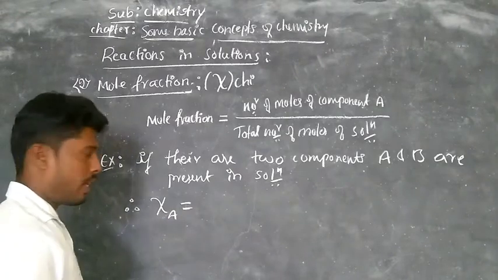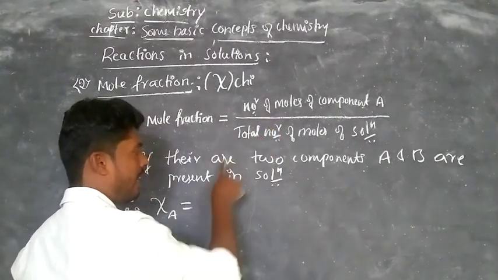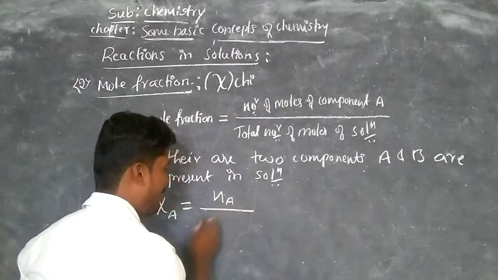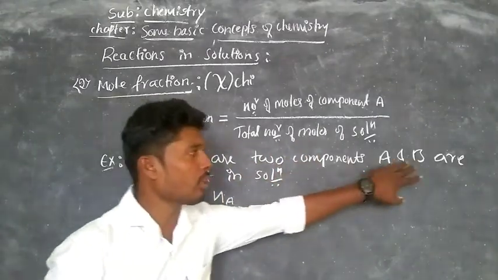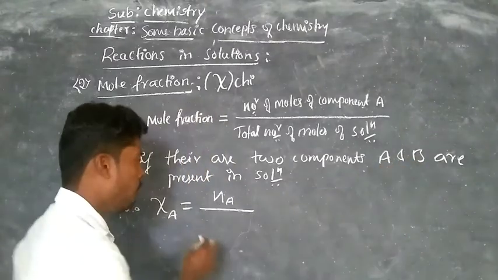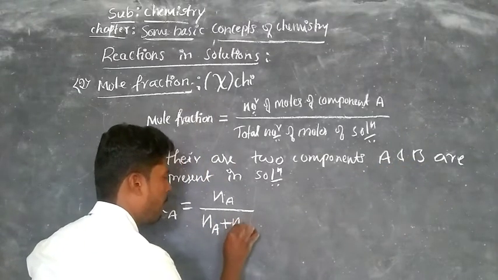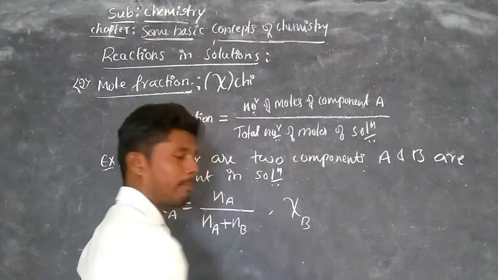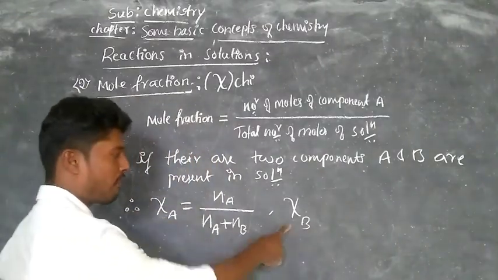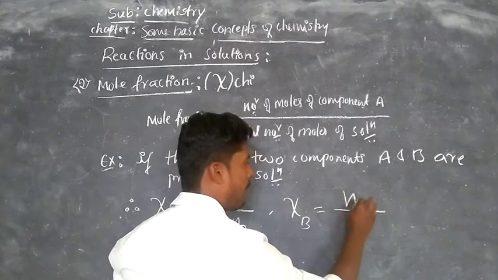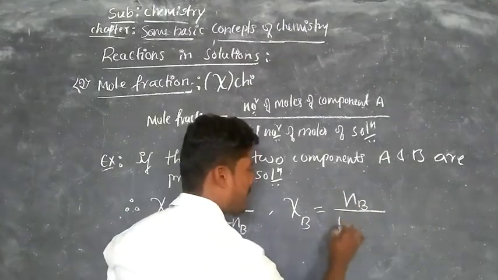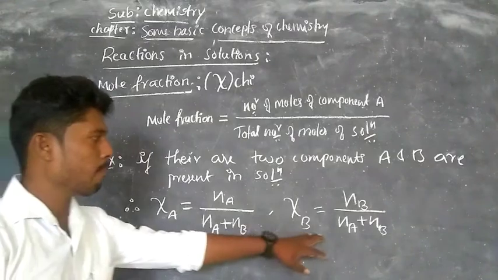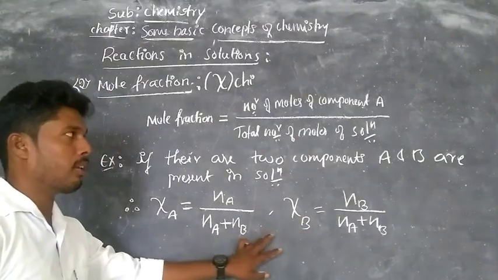Therefore, the mole fraction of component A is equal to the number of moles of component A divided by the total number of moles of the solution. The solution has two components, A and B, so the total is the number of moles of A plus the number of moles of B. Similarly, the mole fraction of component B is the number of moles of B divided by the sum of the components, that is NA plus NB. This is the mole fraction calculation.